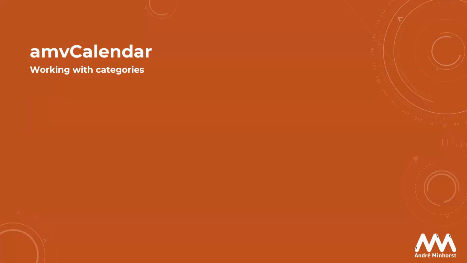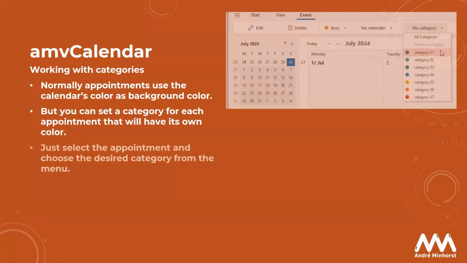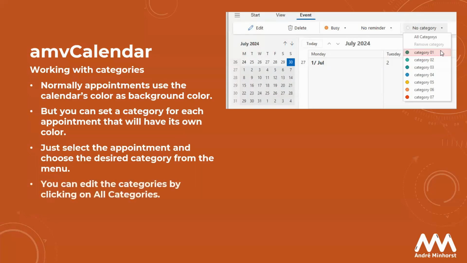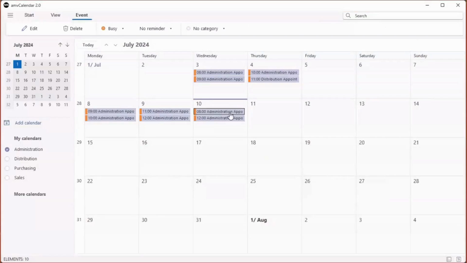Working with categories. Normally, appointments in the calendar use the calendar's color as background color. But you can set a category for each appointment that will have its own color. Just select the appointment and choose the desired category from the menu. You can edit the categories by clicking on All Categories. Here you can add categories, delete them, or set their color.